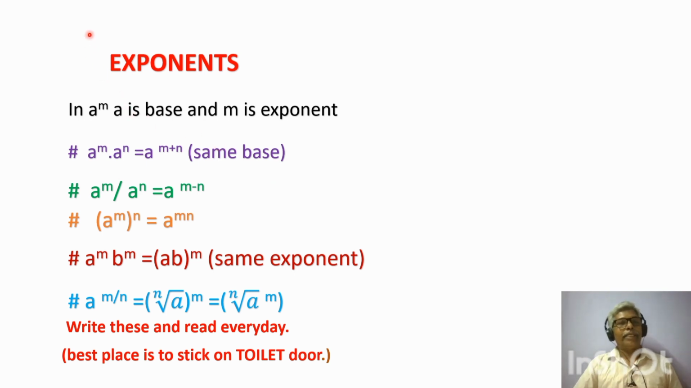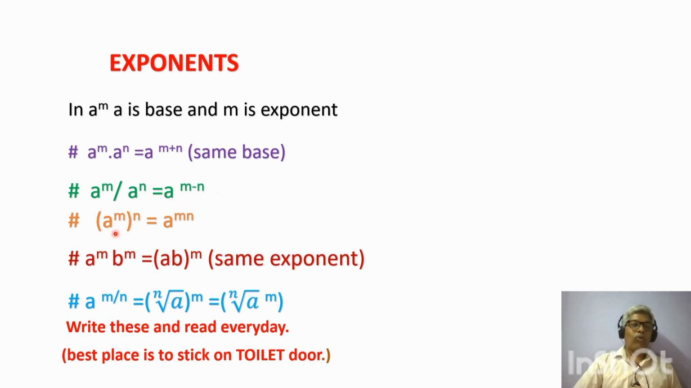So from identities we move on to the exponents. In a raised to m, a is a base and m is exponent, or it's called as power also. So we get a raised to m into a raised to n is equal to a raised to m plus n, as bases are the same, then we add the powers or exponents. Another, a raised to m upon a raised to n is equal to a raised to m minus n.